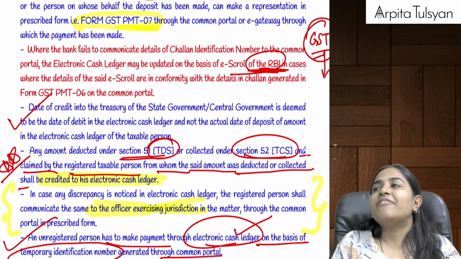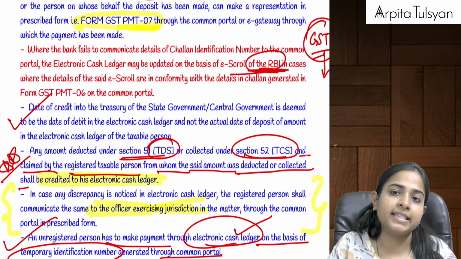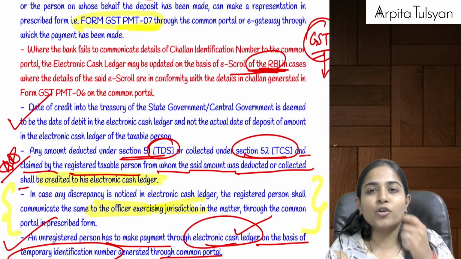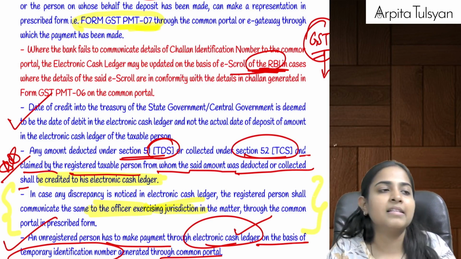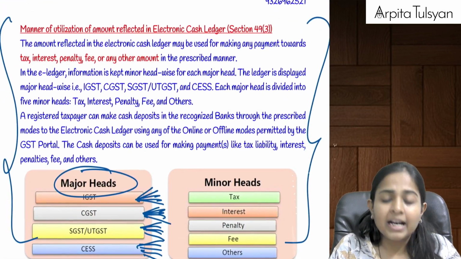Okay, similarly, when your TDS is deducted under GST or when your TCS is collected under GST, even that will be shown in your electronic cash ledger. Once you have availed this TDS or TCS, then the amount will get reflected in your electronic cash ledger.